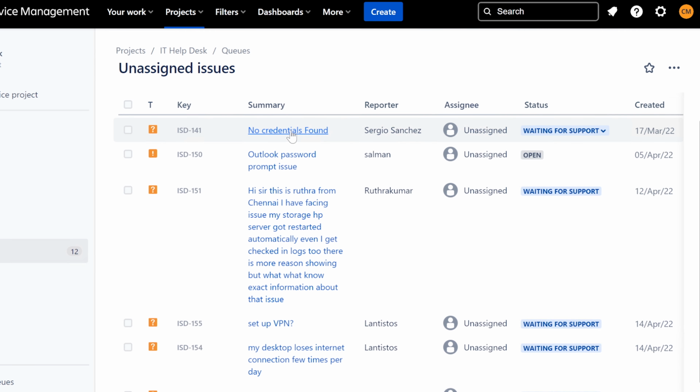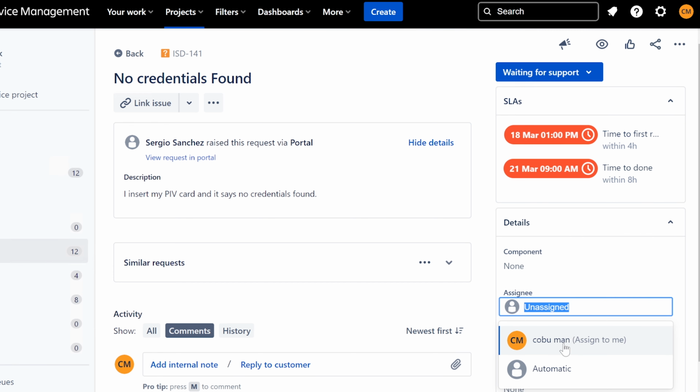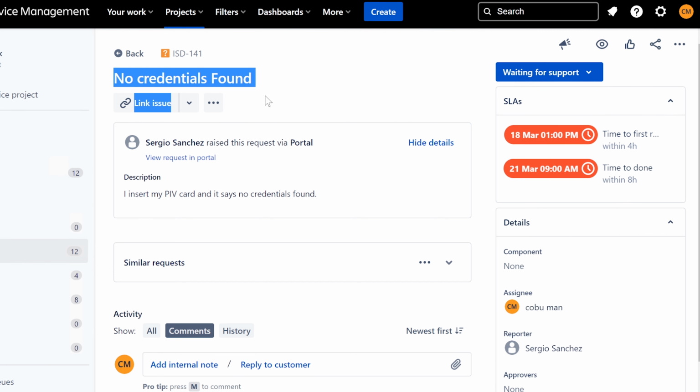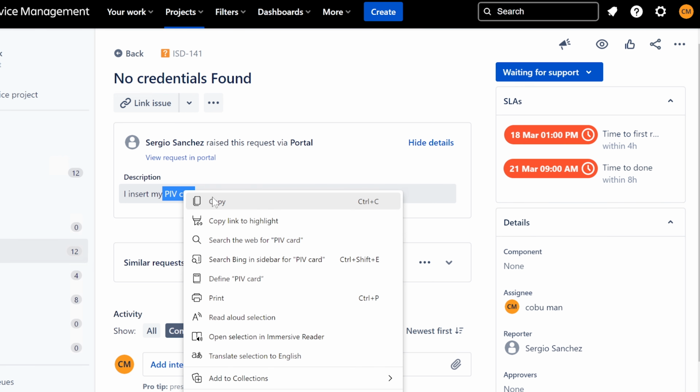Assign. There we go. Another one from Sergio. I'm going to assign the ticket to myself. It says no credentials found. I insert my PIV card and it says no credentials found. So I'm assuming this PIV card is something related to some kind of authentication.